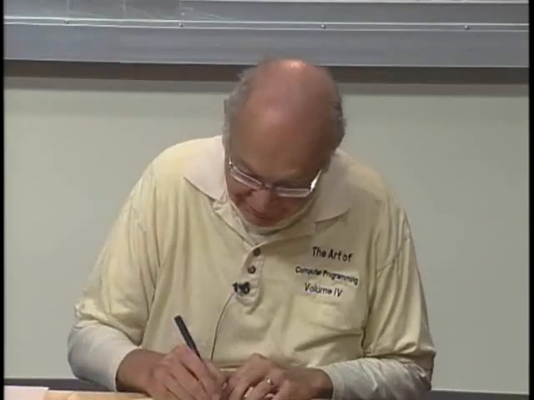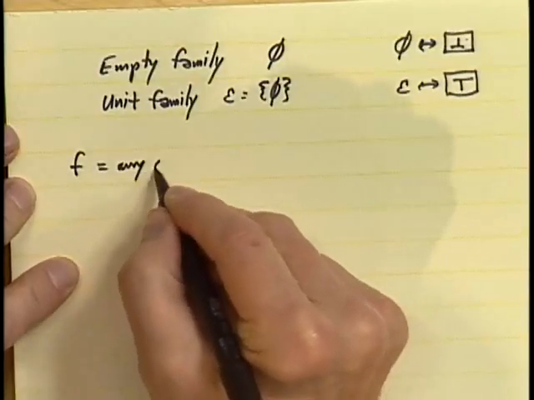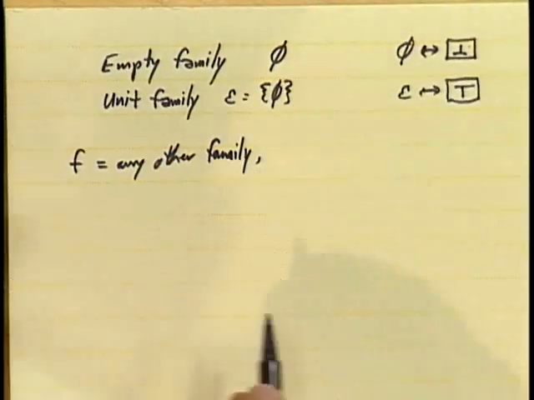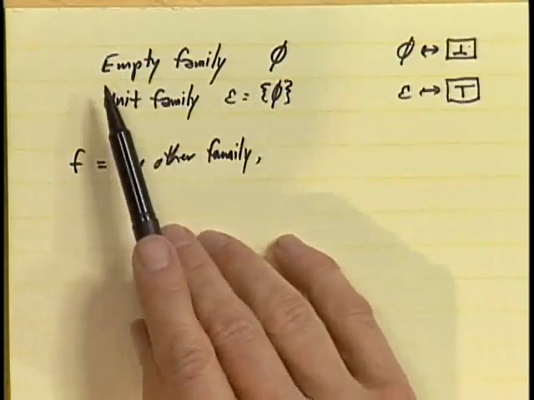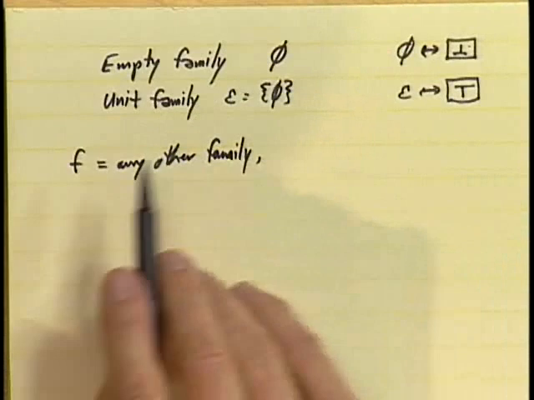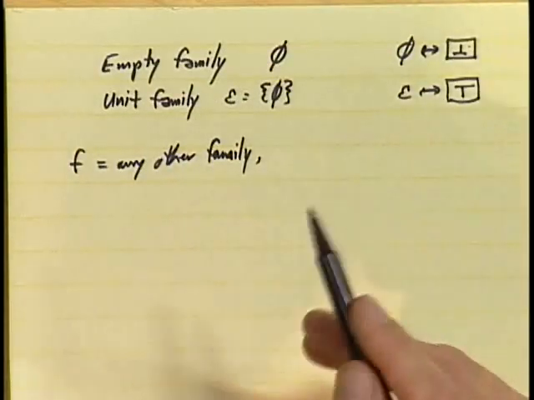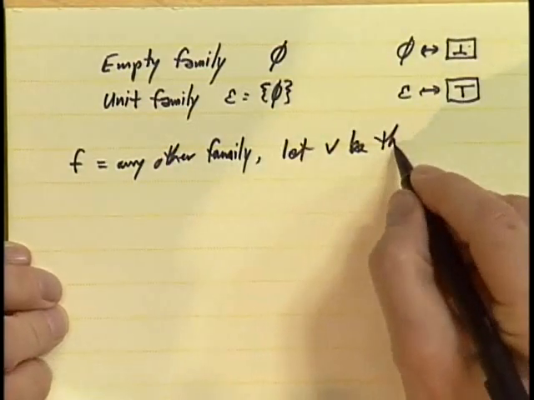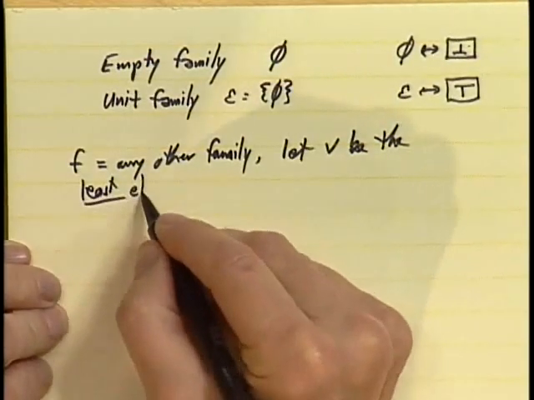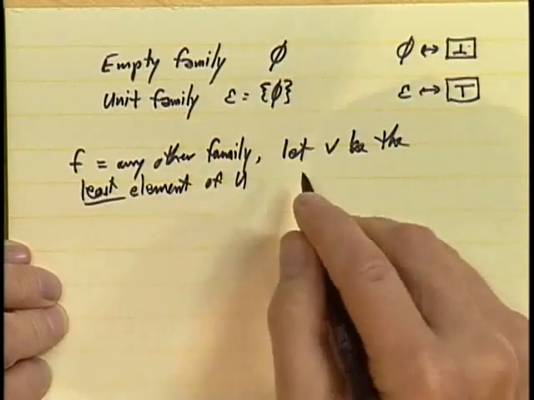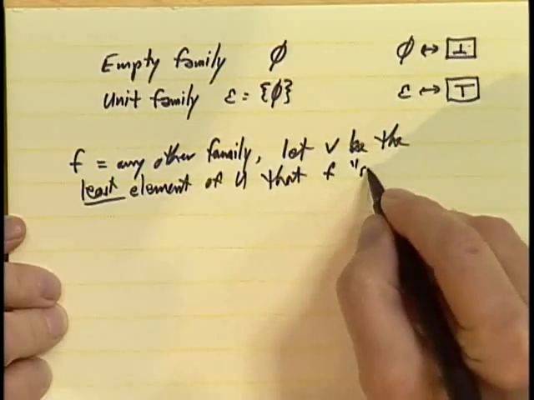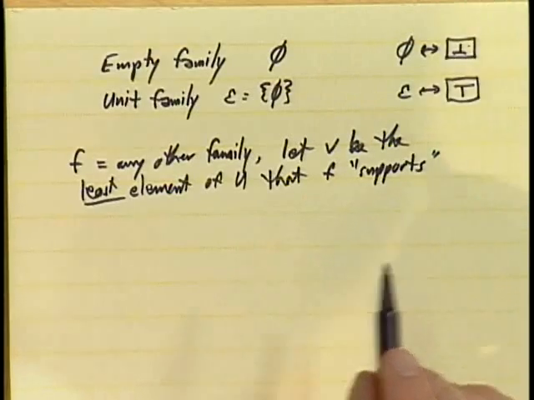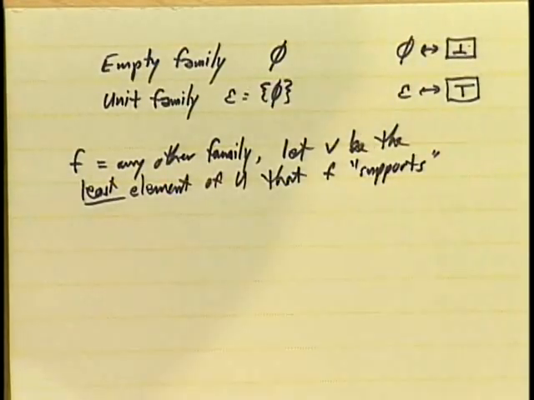The more complicated family: so F is any other family besides the empty family and the unit family. Then what do we know about it? Well, it's not empty, so it has at least one set in the family, and it's not the unit family, so there's at least some element in this set. Okay, so we say let V be the least element of the universe that F supports. I've got to have some word. F supports it, meaning that it appears in at least one member of F. There's at least some set of the family that contains V.